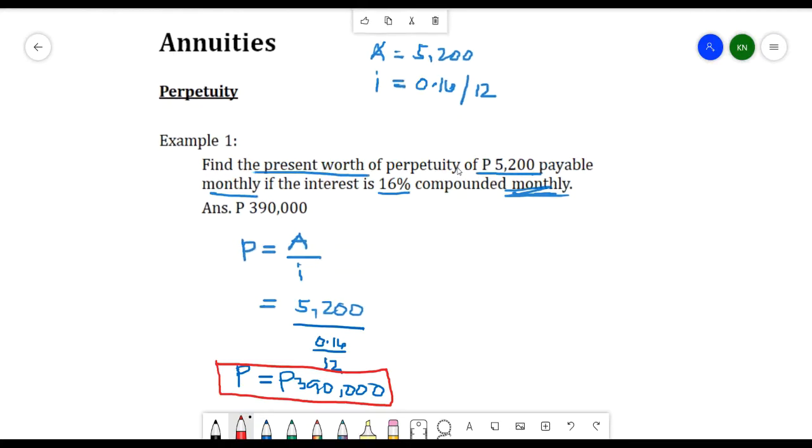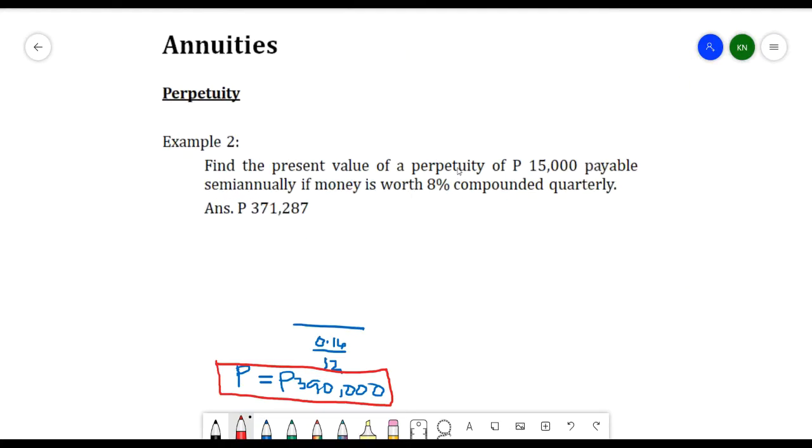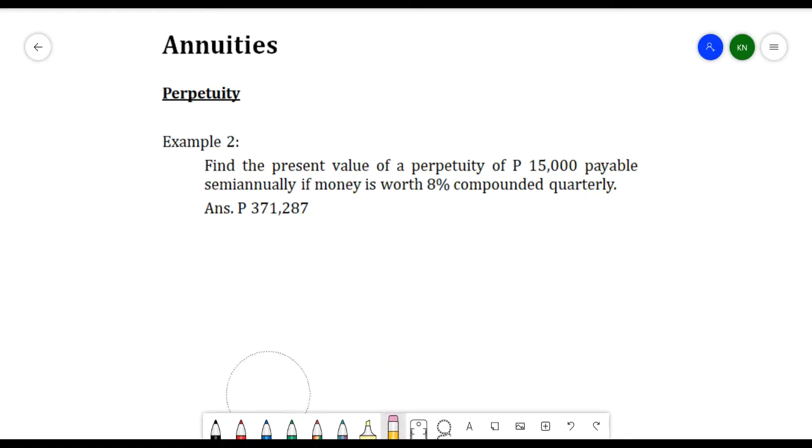Another example. We have here: find the present value of a perpetuity of 15,000 payable semi-annually, meaning to say it's payable twice a year, if money is worth 8% compounded quarterly. As you can see, they have different terms of payment. So what we need to find here first is the interest at semi-annual. Since we have the interest compounded quarterly, we need to use the formula of the compound interest.